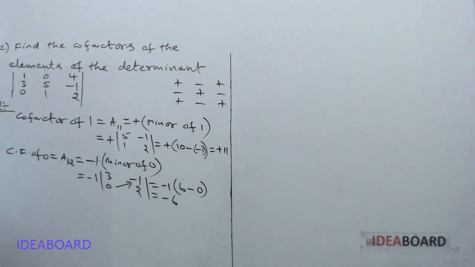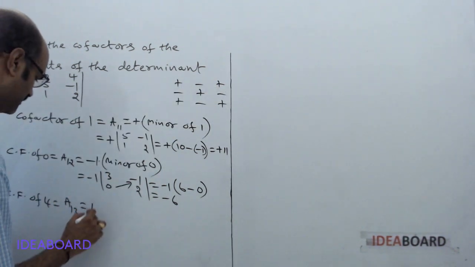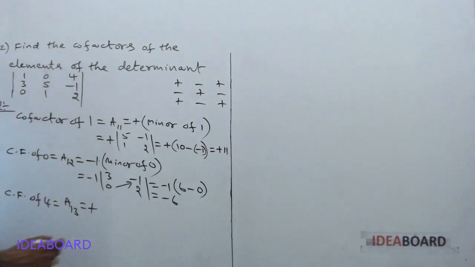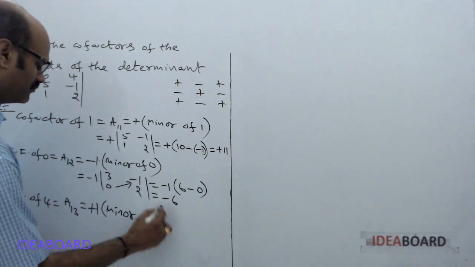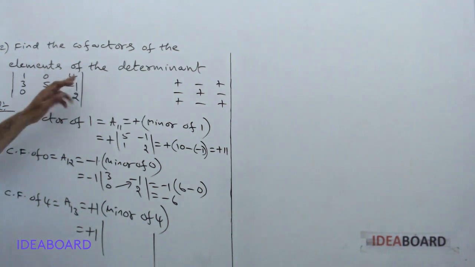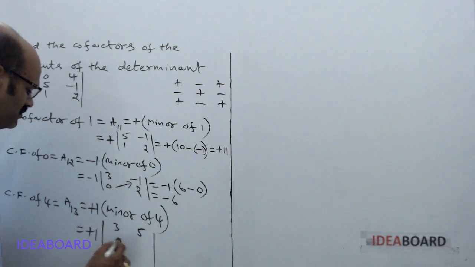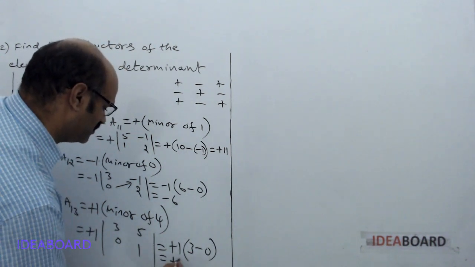Now cofactor of 4 equal to A13 equal to minus 1 whole power 1 plus 3, plus, so write plus here, plus 1 into minor of 4. Minor of 4 equal to plus 1 into determinant of, remove first row and third column, 3, 5, 0, 1, equal to plus 1 into 3 minus 0, so equal to plus 3.